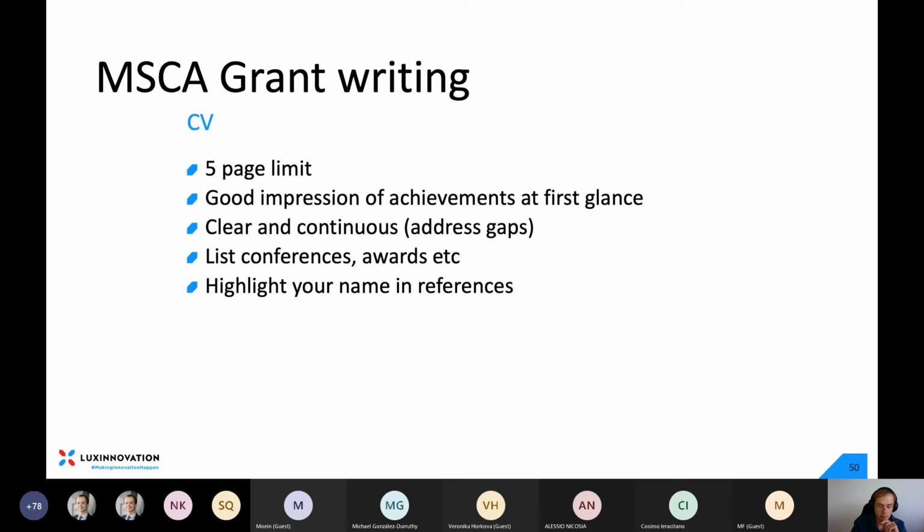Okay, so we're almost getting towards the end. CV, I think you have a small template with the basic information in the guide for applicants, or the template, I forgot. There's a 5-page limit. Obviously, try to leave a good impression. Don't try to hide anything. If there are gaps in your career, that's fine. Just speak about them.